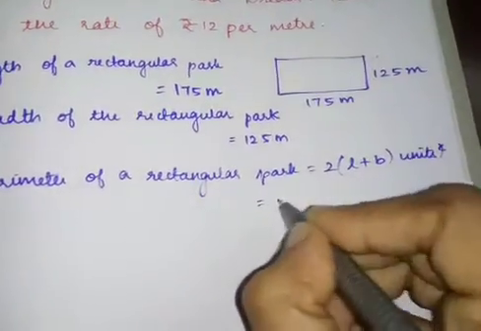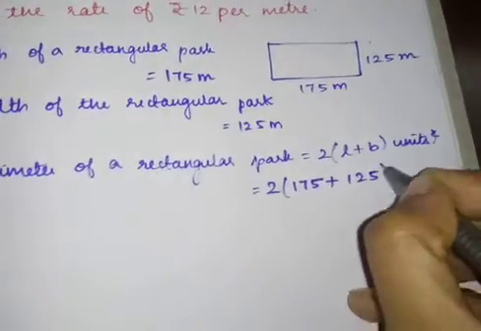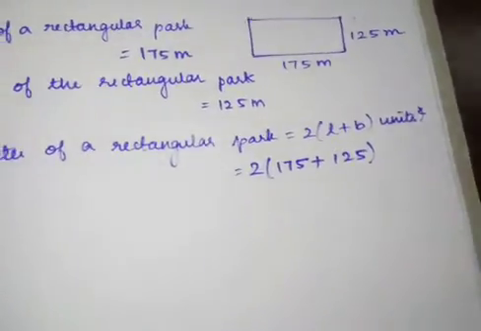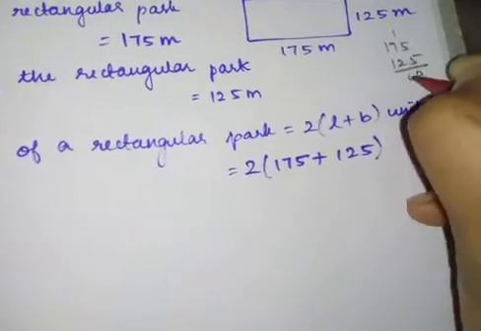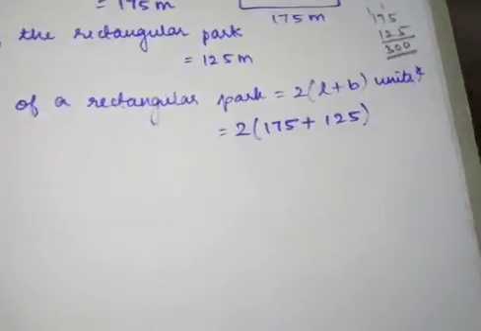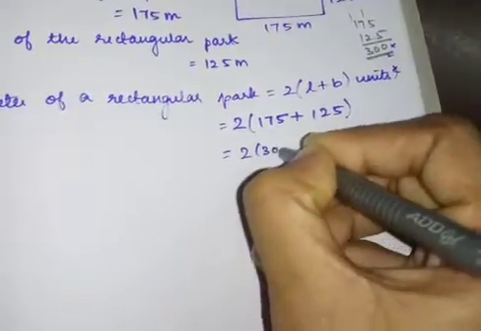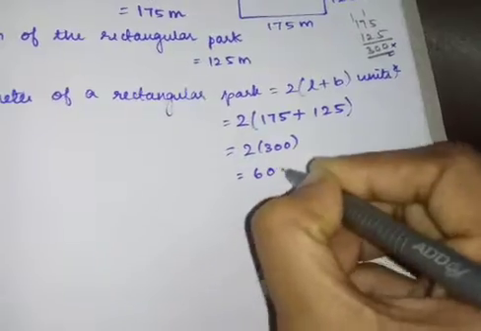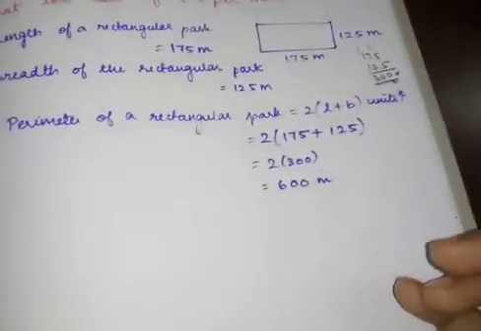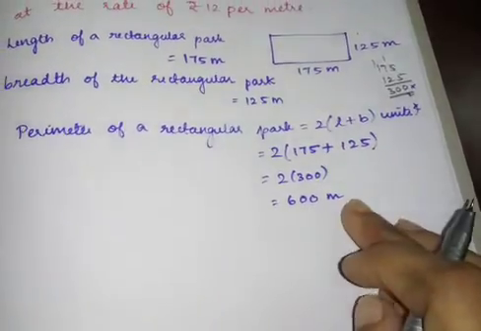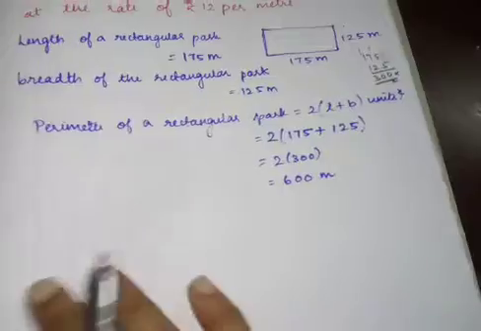Okay, what is L here? 175. What is breadth here? 125. So just add both. 175 plus 125 is 300. So 300 into 2. Okay, 2 into 300. 300 into 2 is 600 meter. So the perimeter of that rectangular park is 600 meter. So the total length of this boundary is 600 meter.